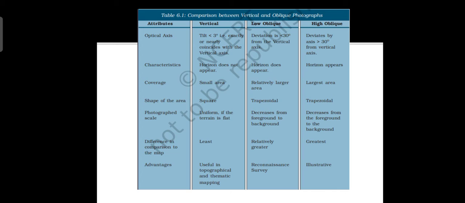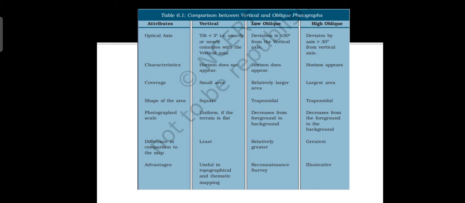Then the photography scale. In vertical photographs, a uniform scale is obtained over all portions of the terrain, whereas in low oblique photographs the scale decreases from the foreground to the background, and in high oblique photographs we can also see the scale decreases from the foreground to the background of the image. Then, in comparison with a map, the vertical photograph will have very small difference from a map, and low oblique and high oblique will have a greater difference when compared with a map.